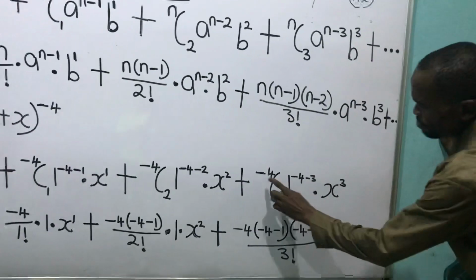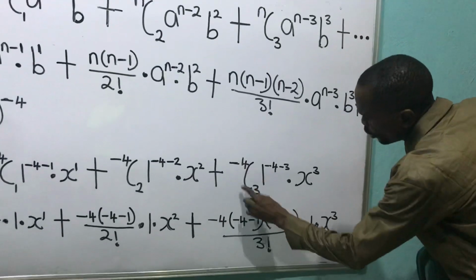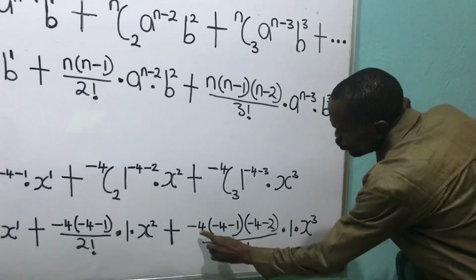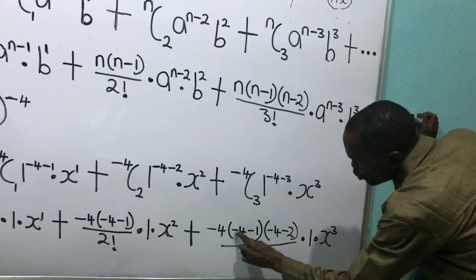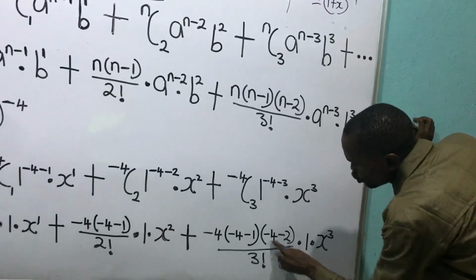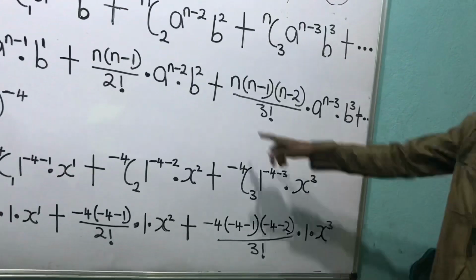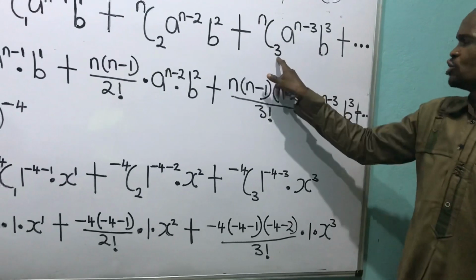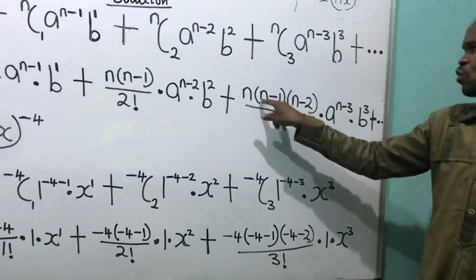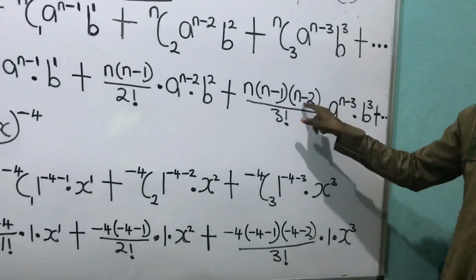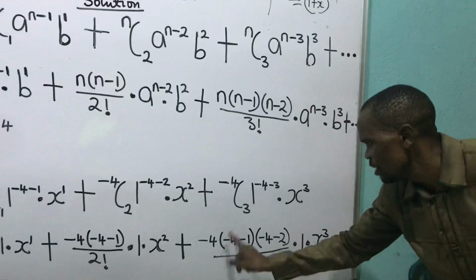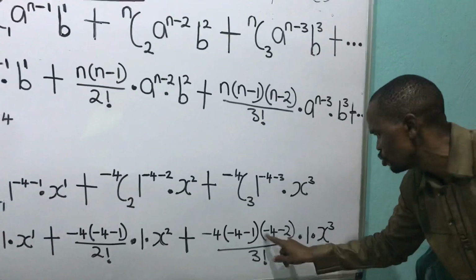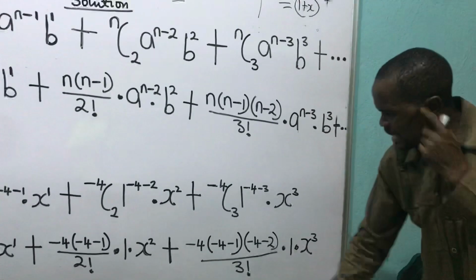Then what does this mean? Minus 4 choosing 3 means that minus 4 should go down by 3. That means minus 4 into minus 4 minus 1 into minus 4 minus 2. That means out of n I'm choosing 3, meaning n into n minus 1 into n minus 2. Look at it: out of n I'm choosing 3, n into n minus 1 into n minus 2. And what is n here?